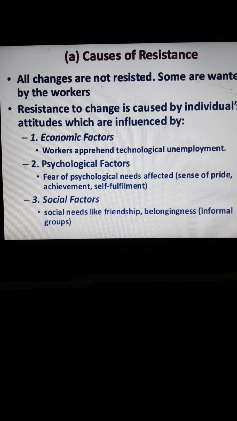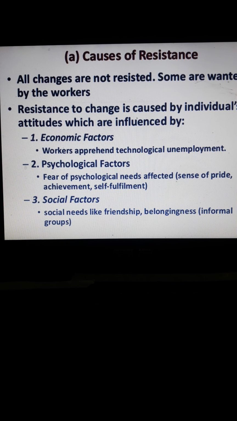Causes of resistance. Number one, all changes are not resisted, some are wanted by the workers. So, mayroon naman tayo, ay, kita na ganito, i-change naman natin. Laging ganyan na lang yan. Kahit malate, okay lang. Wala nang checking attendance.